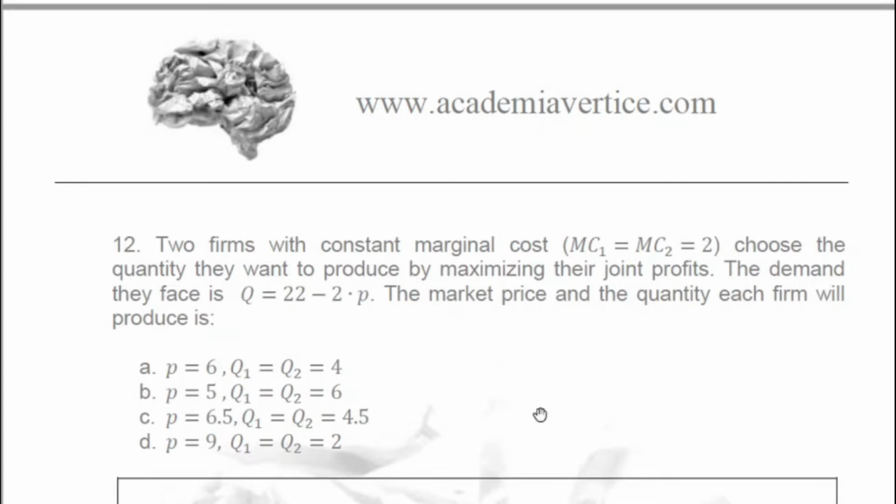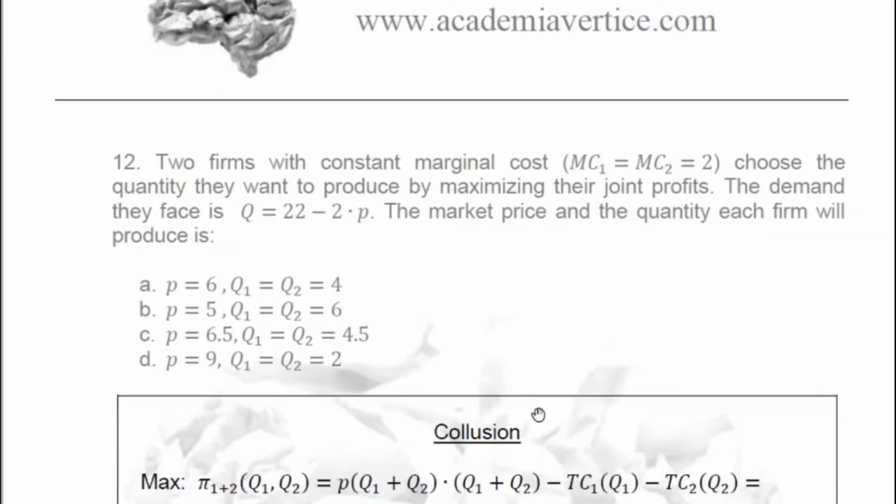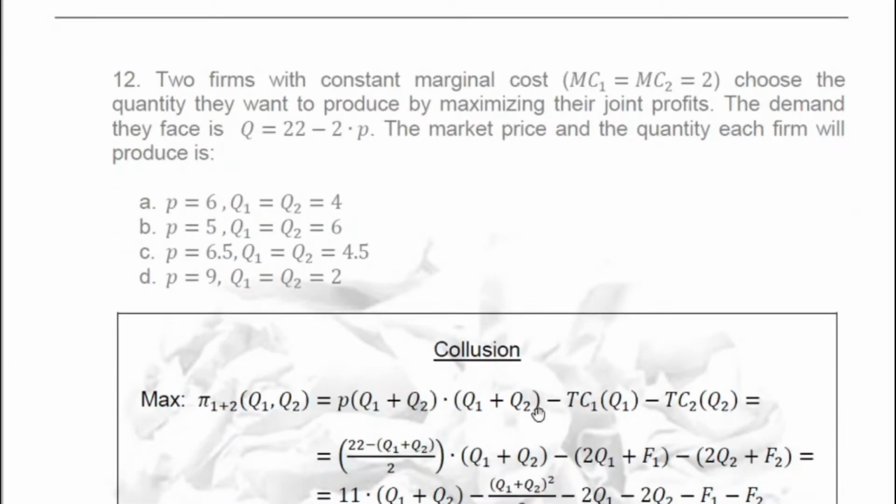Okay, so collusion, yeah? They maximize their joint profits, sorry. So the two variables are Q1 and Q2. They talk and they decide to fix the quantity they need to produce together. Yeah, they meet and they take that decision.